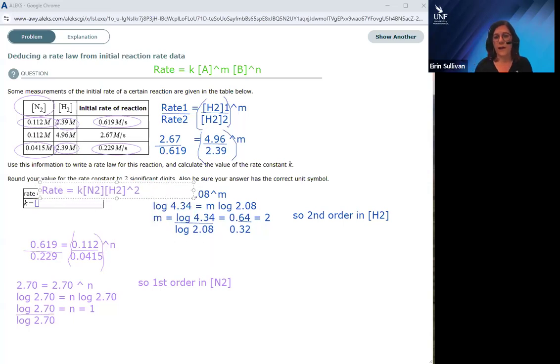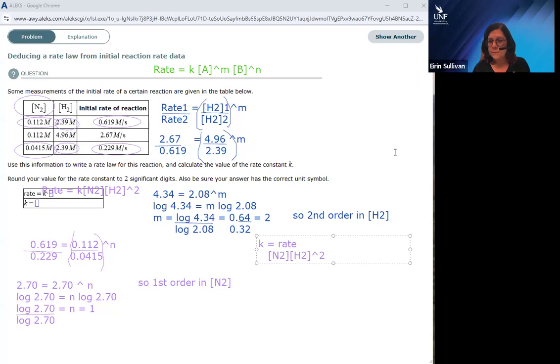Then it asks us to solve for k. To solve for k, you are going to just plug numbers into the rate law from one of the experiments. So pick a line, 1, 2, or 3 in the table. You've got to be consistent, apples to apples. Doesn't matter which one you pick, okay? And you're going to rearrange and solve that rate law for k. So making k the subject, then k is going to be the rate divided by the concentration of nitrogen times the concentration of hydrogen. Remember, that is squared.